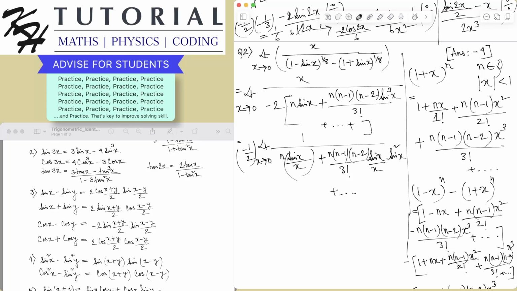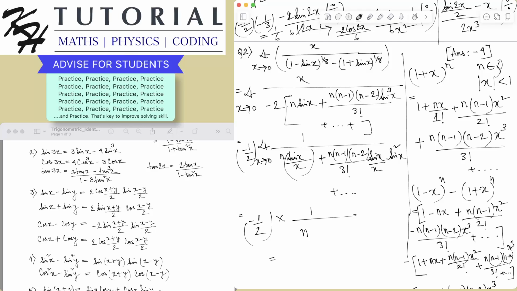Now clearly you can see that in the denominator all the terms have sin x by x, and the limiting value of sin x by x will be 1. But the second term has a factor of sin square x. The third term, apart from sin x by x, will have a factor of sin x to the power 4. So all those factors will be 0 because x is tending to 0. So clearly the limiting value will become minus half multiplied by 1 by n.